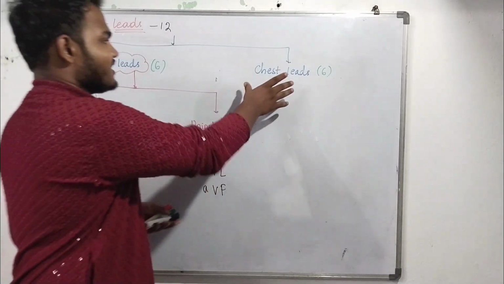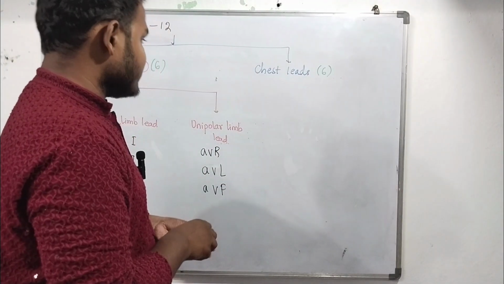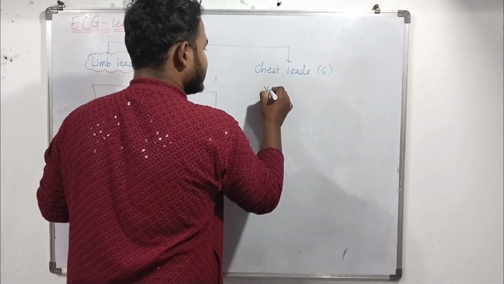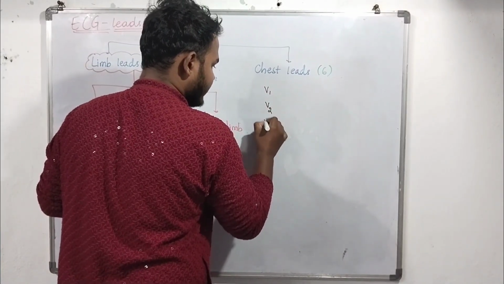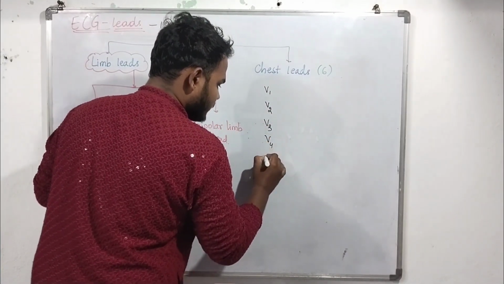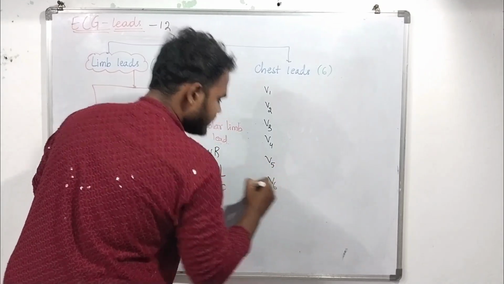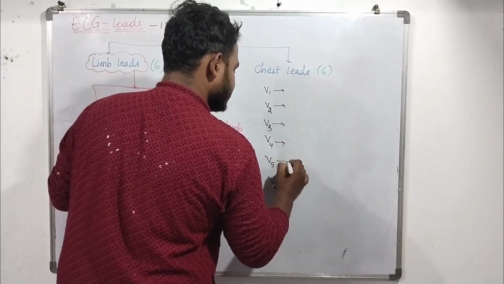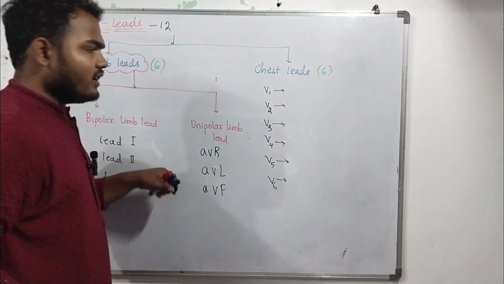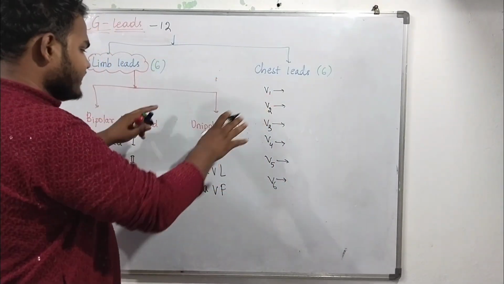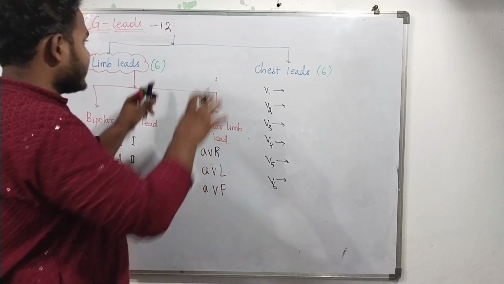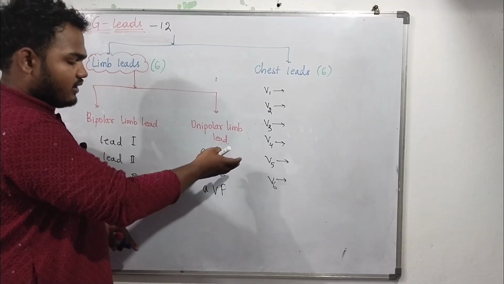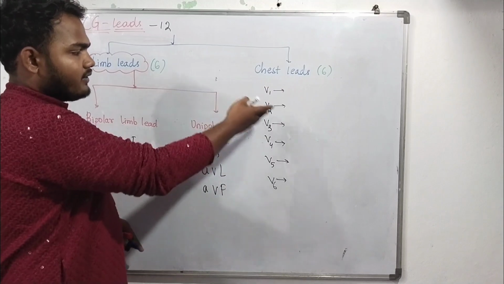Now we can see the chest leads. There are 6 chest leads from V1 to V6. Now the exact location of all these we will see here, and we can place all these leads on a body surface. We will show how lead 1, lead 2, lead 3, aVF, aVL, aVR and V1, V2, V3 come about.